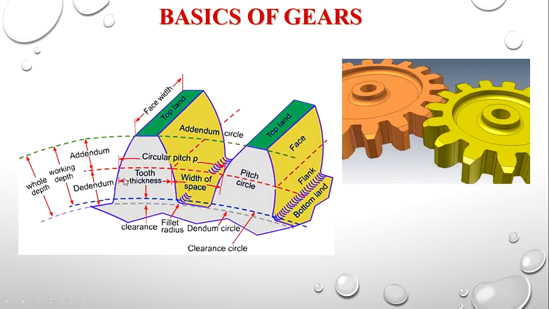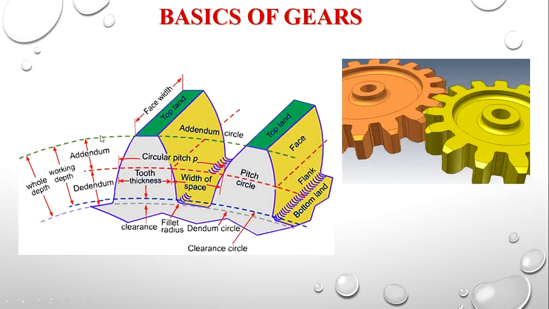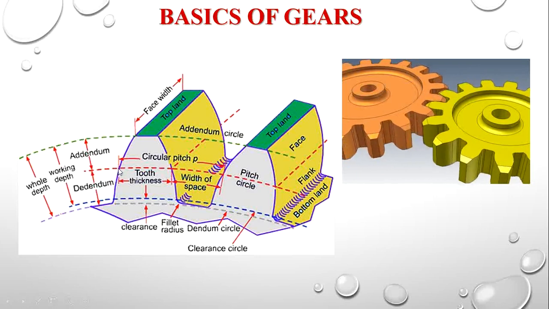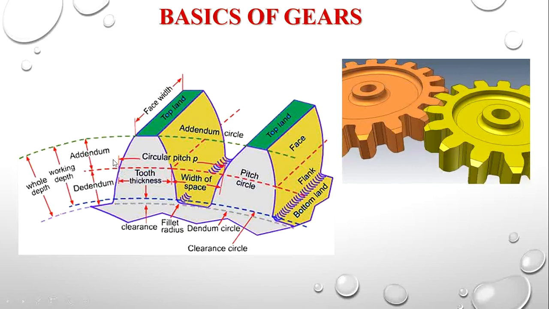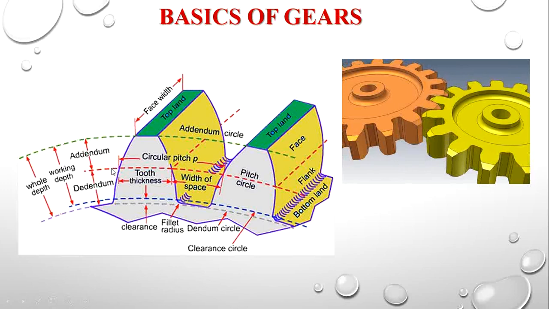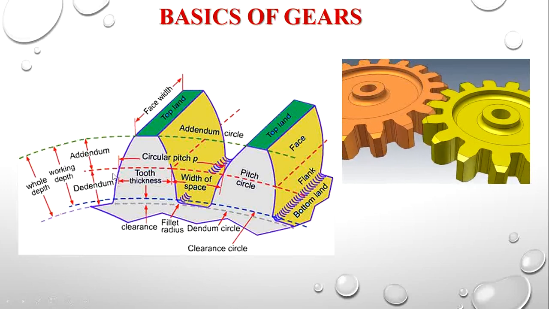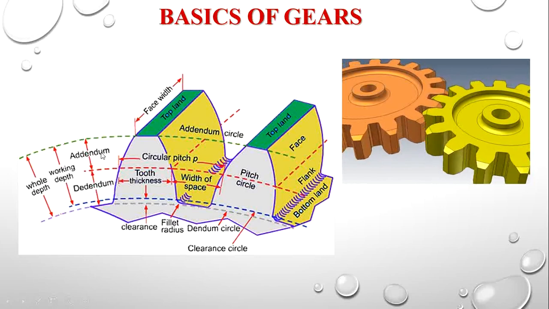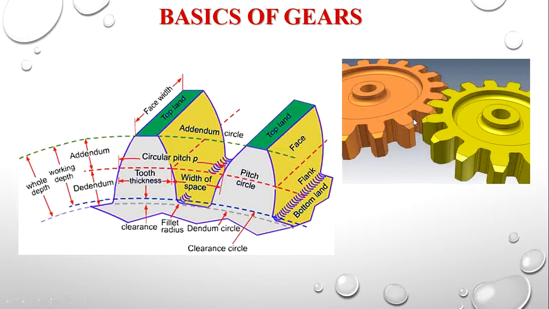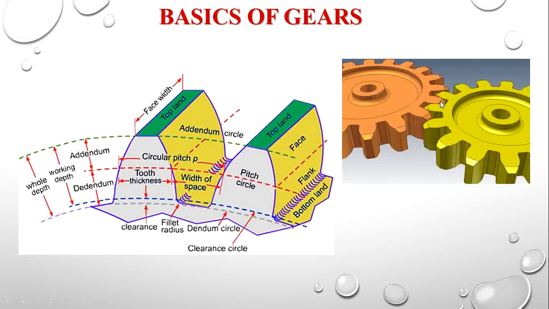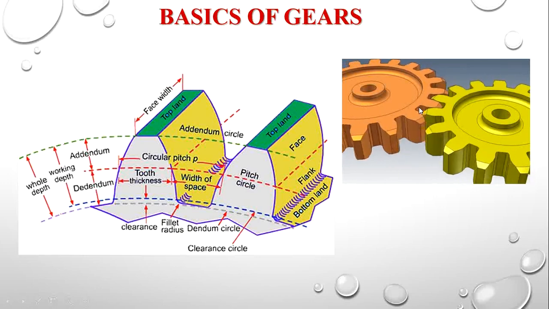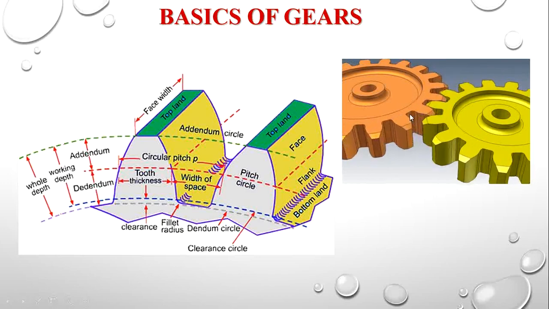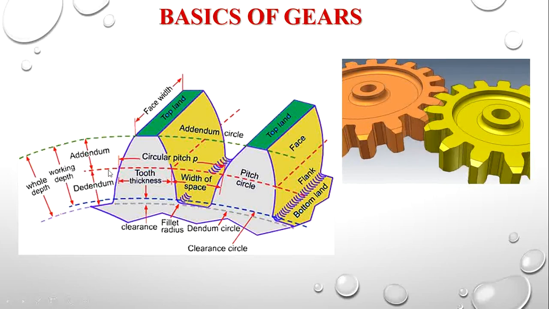From the pitch circle, if you measure linearly to the outermost diameter, that length is called addendum. And from the same pitch circle, if you measure the distance to the bottommost diameter or root diameter of the gear, that is called dedendum. So this one is addendum, this one is dedendum. So a gear tooth always has two parts, addendum and dedendum, and the circle that separates the addendum and dedendum is called the pitch circle. So that is a very important concept in a gear.